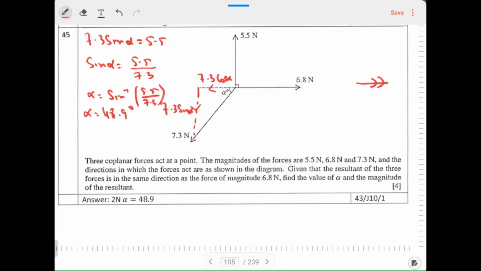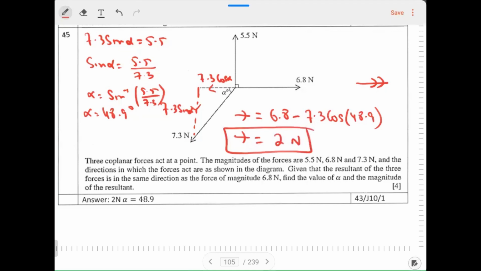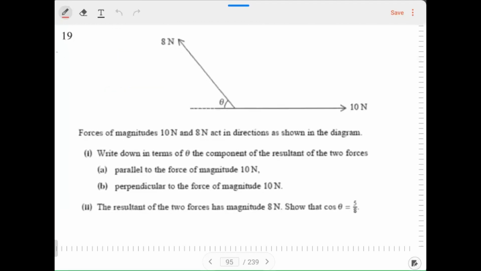Now I will apply this on the vertical forces. 6.8 is in the positive direction, minus 7.3 cos 48.9. And this turns out to be 2 newtons. Do you all agree? All right.